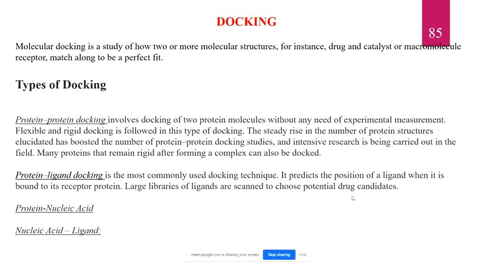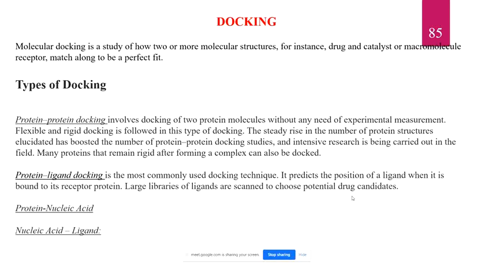It's the most simple procedure because it involves the docking of two protein molecules without any need of experimental measurement. Now, in this kind of docking, generally a flexible and rigid docking method is followed, and apart from it, you also have a shape complementary method, that is actually the most essential ingredient of the scoring function for protein docking.